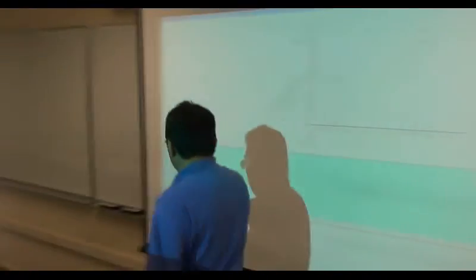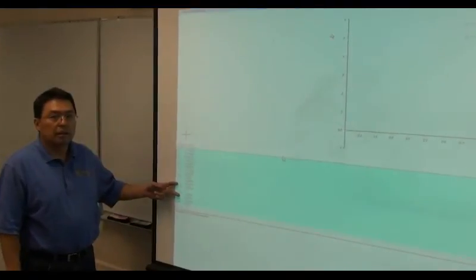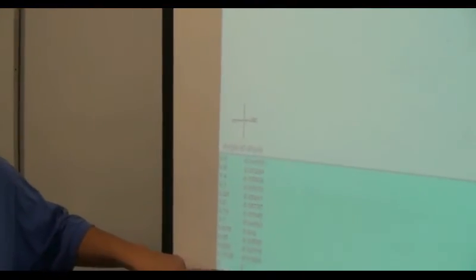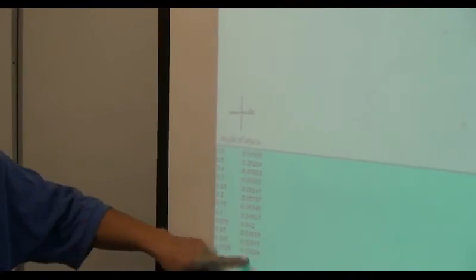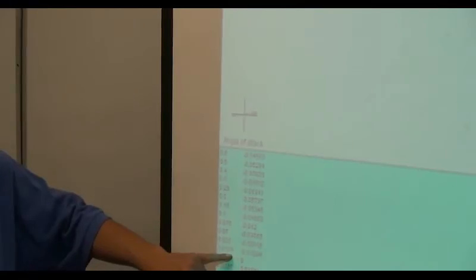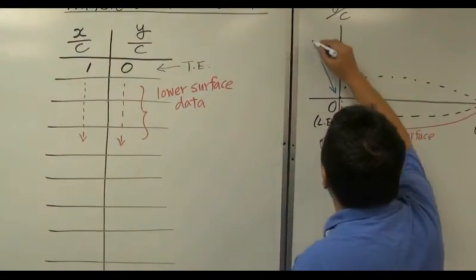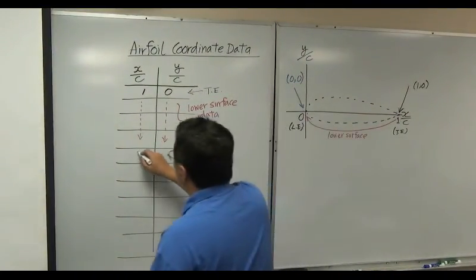Then here, take a look, zoom in. Then you see 0 and 0. Okay, are you seeing it? Okay, 0 and 0. What is 0 and 0? This is really leading edge. That means you're seeing here, 0 and 0 is leading edge.